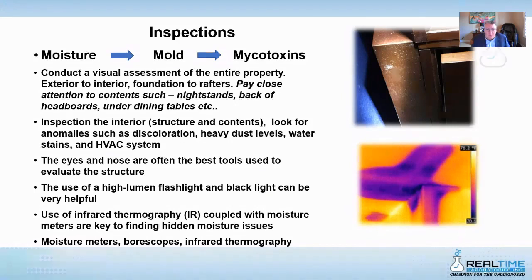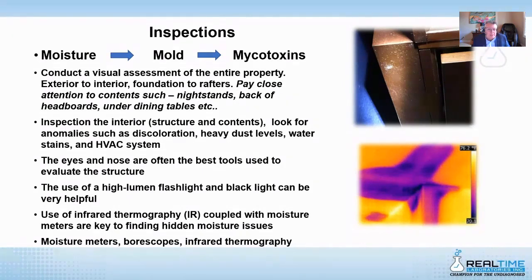We're trained, of course, to look for discolorations in ceilings. Also pay attention to heavy dust levels. Of course, water stains and HVAC systems, which we'll talk about. A good inspection should include all of these factors. And the best thing to do, oftentimes we have some pretty nice tools in our tool chest, but it's the eyes and the nose, which are some of the best tools that you have. Smelling for VOCs as soon as you walk in, and taking the time using the high lumen flashlight.